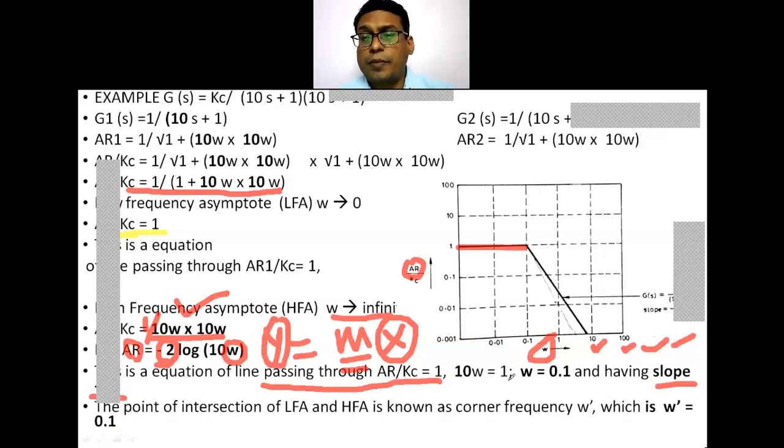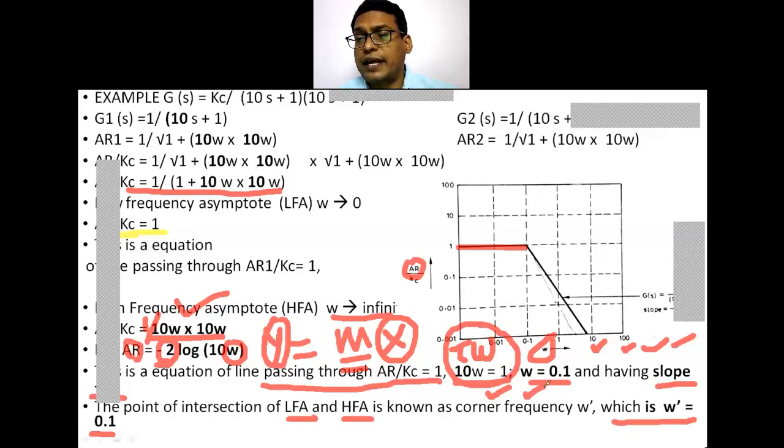Now this 10 omega, which is equal to 1, is nothing but tau omega. Tau omega equal to 1 is going to give omega equal to 0.1, which is nothing but the corner frequency omega dash. So the point of intersection of the low frequency asymptote and the high frequency asymptote is calculated by substituting tau omega equal to 1. So omega I can calculate as 0.1.